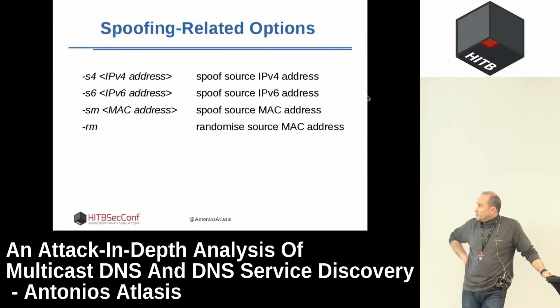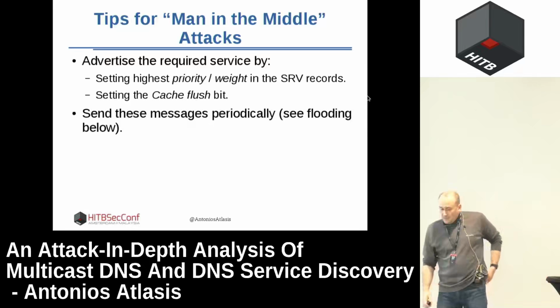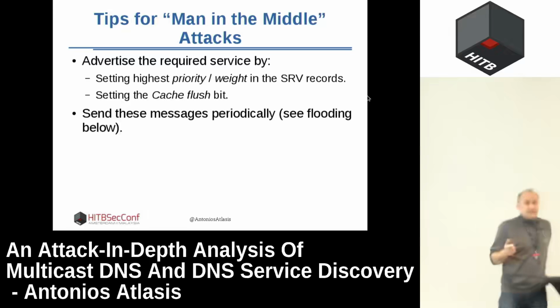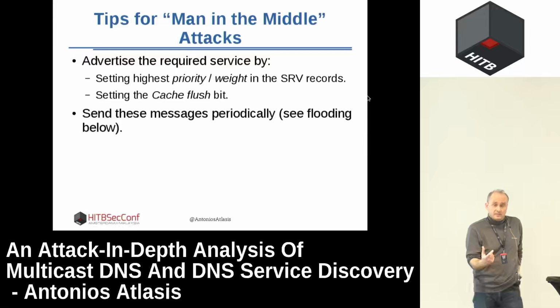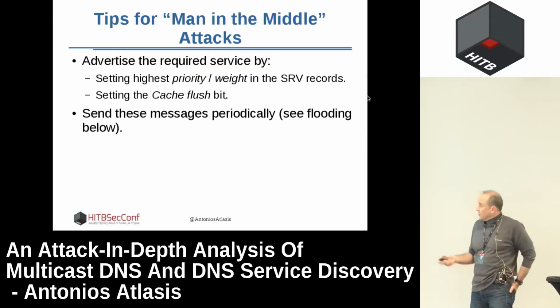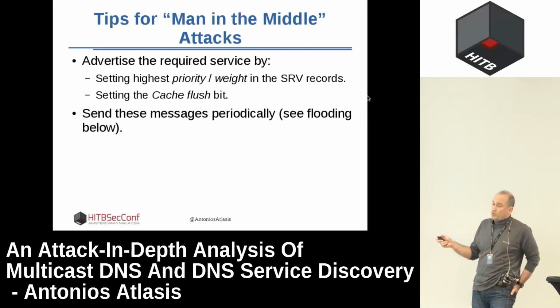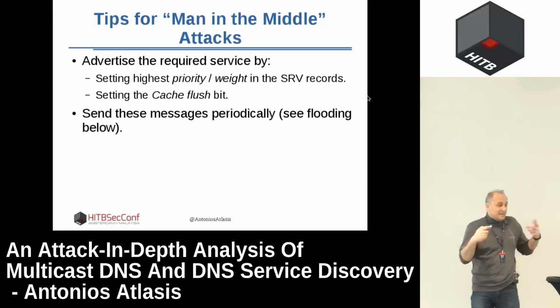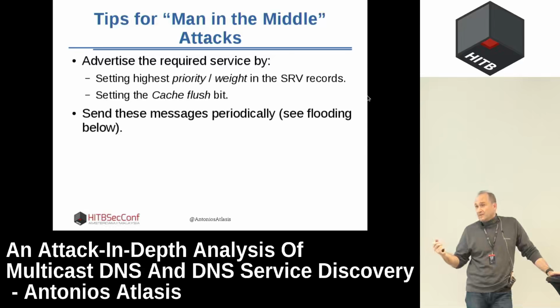Some parameters that you can use with the tool in order to spoof your messages, like to spoof the source address, the IPv4 address, the IPv6 address, to randomize your MAC, or to spoof your MAC address, etc. And some tips for these attacks, because eventually it's a kind of race condition. I mean that if there is some legitimate device on the network, you have to win this race. So in order to do so, first of all, it helps if you set the priority or the weight of your service records to a higher priority. There is also the so-called cache flush bit, which when it's set, tells the host that they should override their existing cache value with the new information that they just received. So you put the highest priority here, the highest weight, and at the same time you tell the host that this is the new value, delete what you have up to now and use this one.